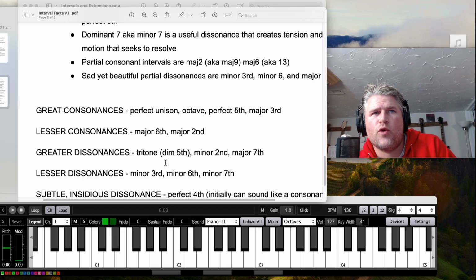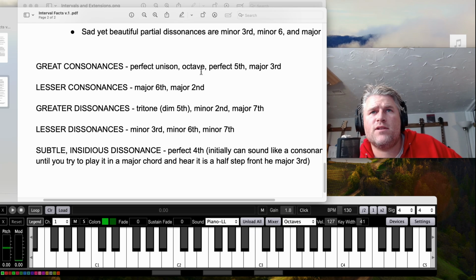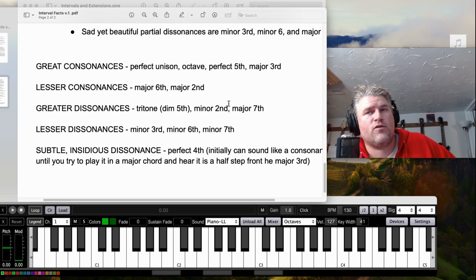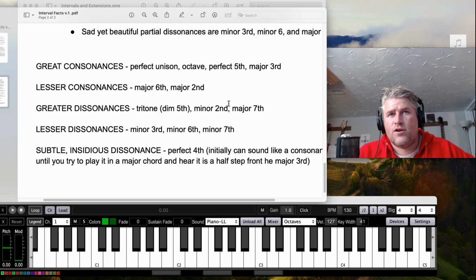Let's do this. Greater consonants are perfect unison, octave, perfect fifth, and major third, preferably a perfectly tuned major third, which it's not on a piano or a guitar, or in equal temperament in general.